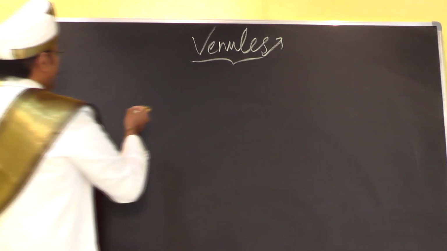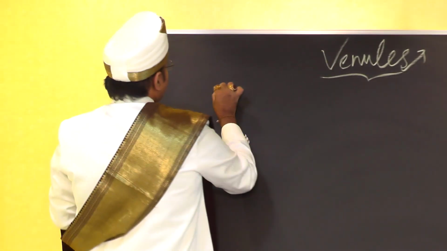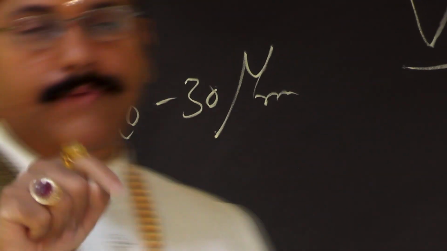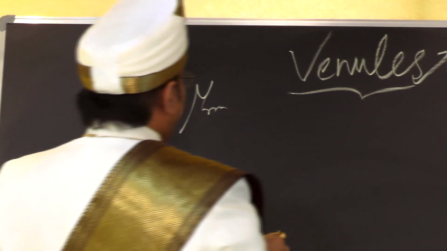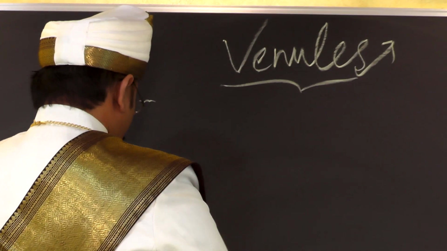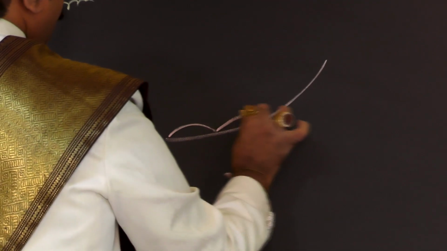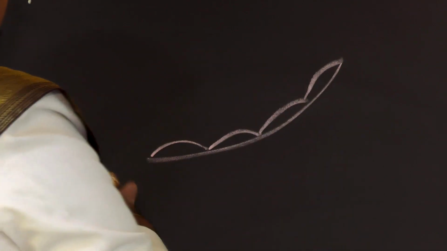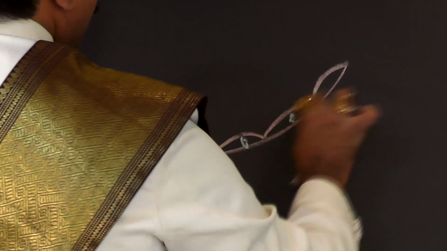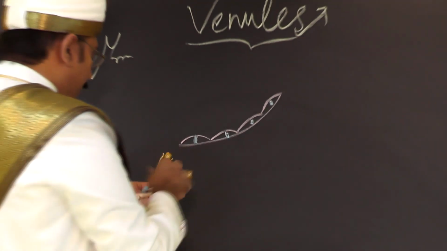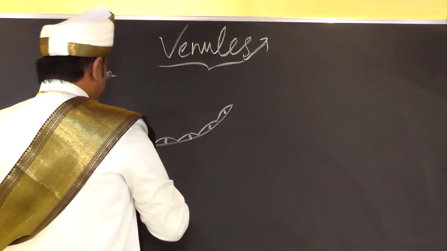If you see the lumen, it is 20 to 30 microns. You can take the circumference of a venule. If you see these venules, we are talking about the microscopic structure. You have got endothelium, that is a single layer of squamous cells. So here we are having the single layer of squamous cells which are resting on a basement membrane. Yes, so this is the basement membrane.